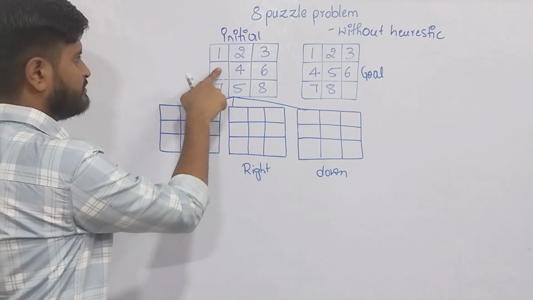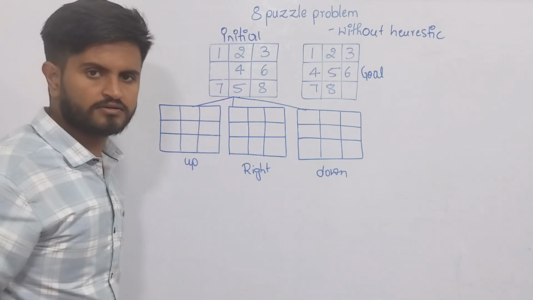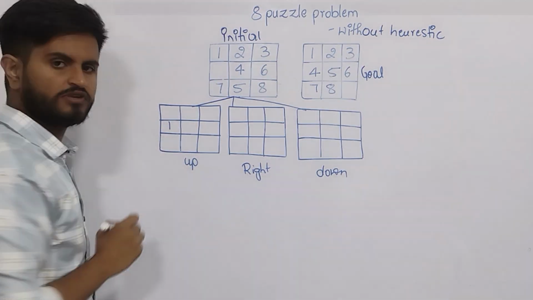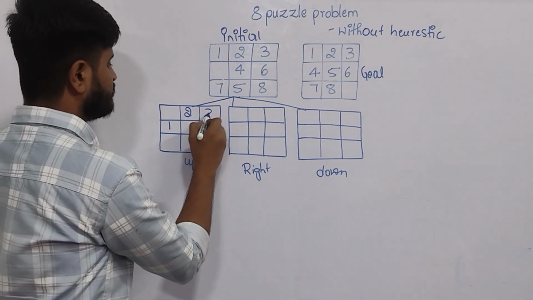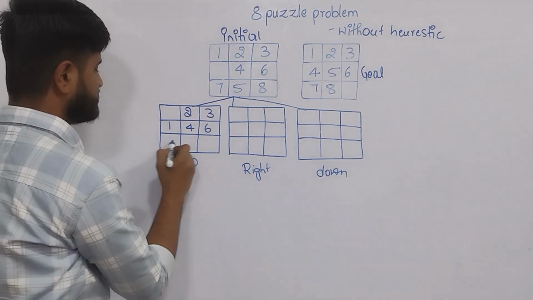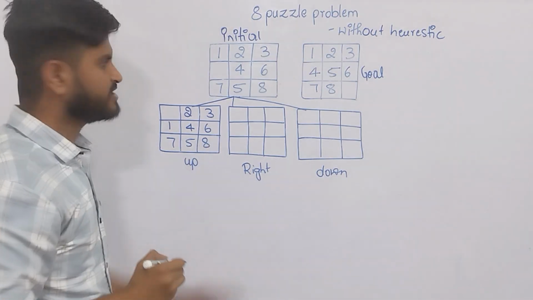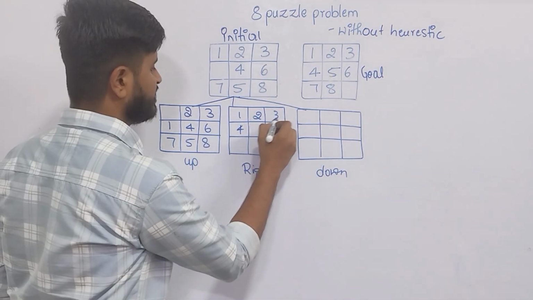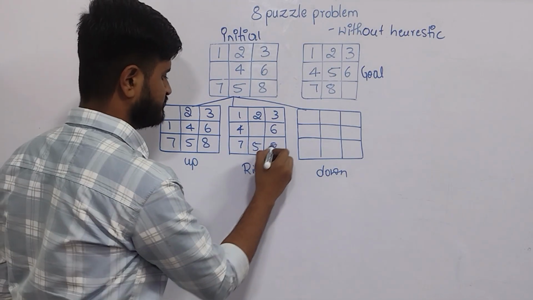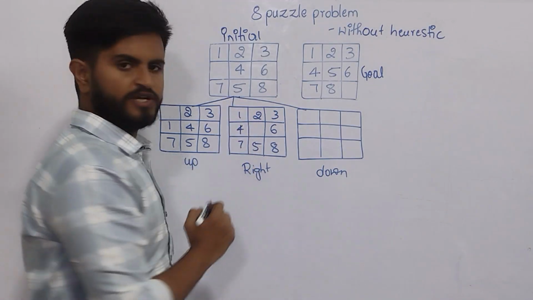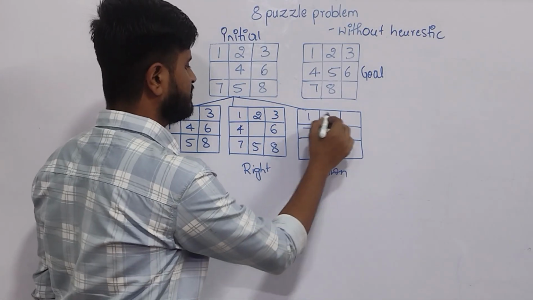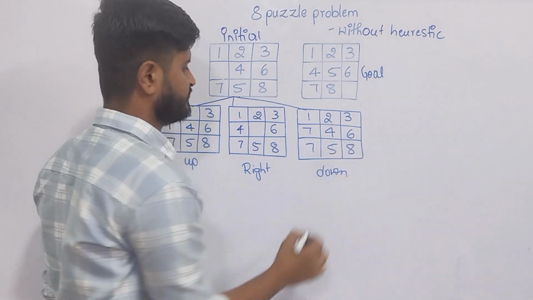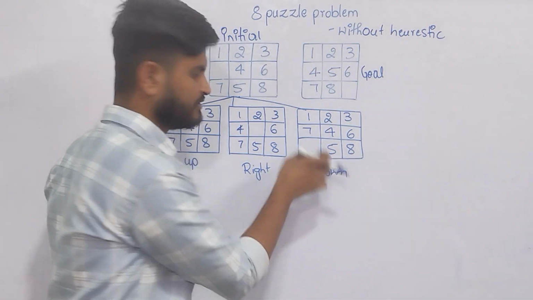If the empty space is exchanged with the upside number, that is 1 will be exchanged with the empty space, and the empty space will go to the one's place and all other numbers will be the same as in the previous step. Next, if it is exchanged with the right side, 4 will come here and all others will remain as they are. Next, downside means it will be exchanged with 7. So 7 will go there: 1, 2, 3, 4, 6, 7, 5, 8. So 7 is not there, 7 has gone upside.